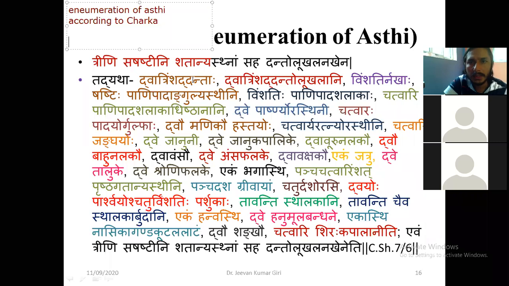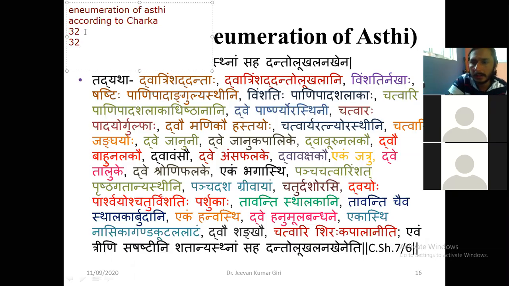Then Dvatrimshat Danta Ulukhalani. Now next, he has counted the Danta Ulukhala also, meaning the teeth sockets. He has considered that also. So just write Danta Ulukhala, give arrow and write 32. So 32 teeth sockets. Then Vimshatir Nakha. So now he has considered the nail as a bone. So nail, just write 20.